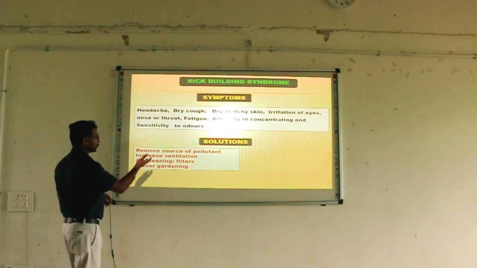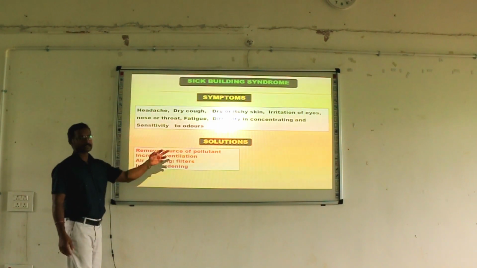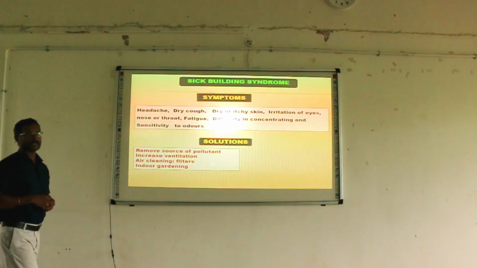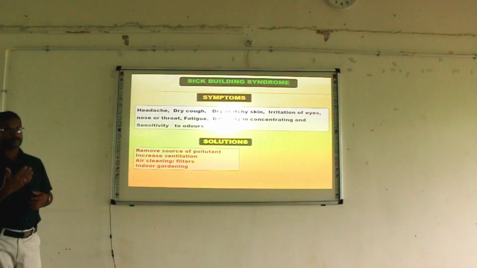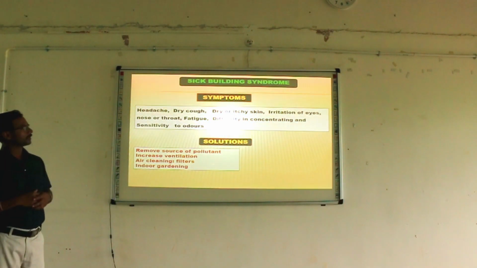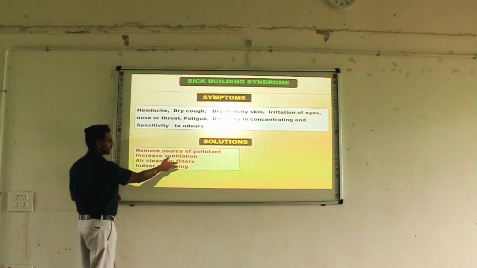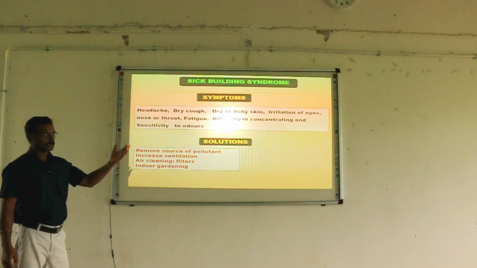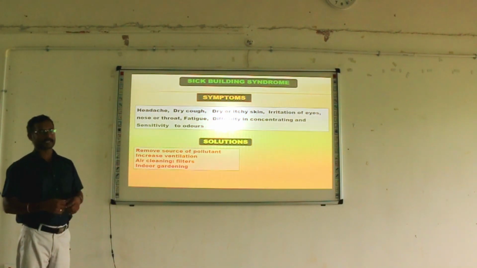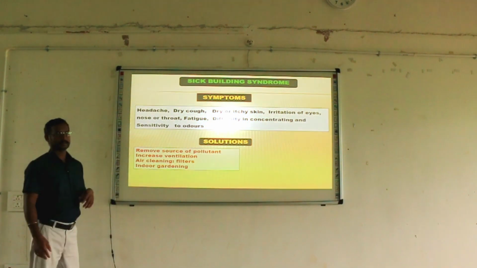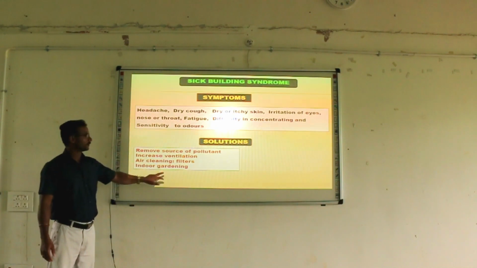Then what are the solutions? We can remove the source of pollutants, then increase ventilation. By opening windows and maintaining other things, we can minimize sick building syndrome. Then air cleaning: in an AC room, we can clean the filters regularly, then we can minimize the problem. Then by using indoor gardening, the plants will play the major role here.